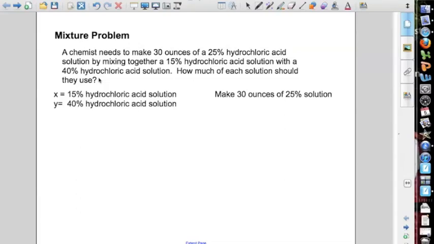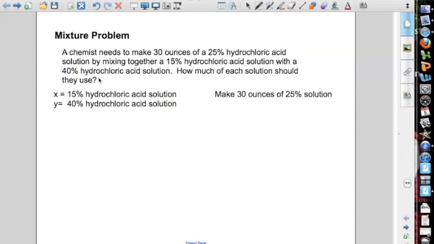Today we're going to work on a mixture problem, followed by the 7.5 lesson over special kinds of linear systems. As we look at this first mixture problem, we'll see that there's a chemist that needs to make 30 ounces of 25% hydrochloric acid. The chemist has 15% hydrochloric acid that they can use, and they have 40% hydrochloric acid they can use. So they're going to mix together that 15% solution and 40% solution in order to make that 25% solution.